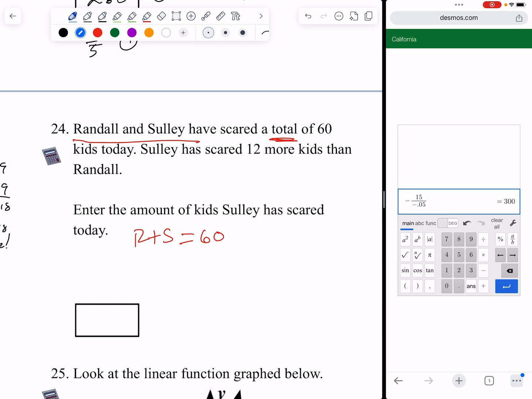What's my second equation? Sully has scared 12 more kids than Randall. So how would I write that? Sully has scared 12 more, and that equals Randall. Okay? So these are the ones that are tricky for us. So let me kind of just think back a little bit.